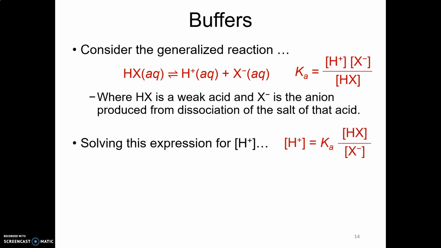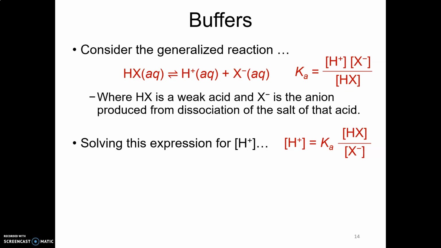Now, if we rearrange this for the concentration of the proton, basically how you do that is you multiply both sides by the concentration of the acid, and then that gets the proton almost by itself, but then you have to divide by the concentration of the X minus, and then you end up with the expression that we see below. And this shows us what the proton is dependent upon.